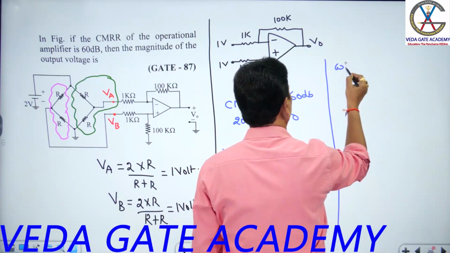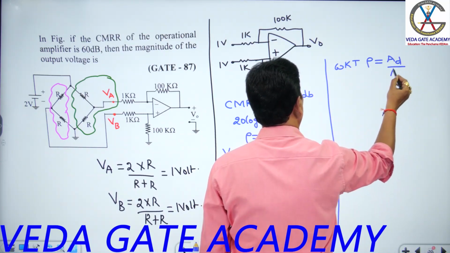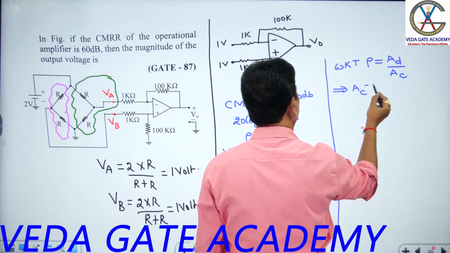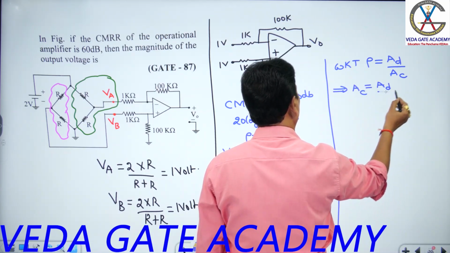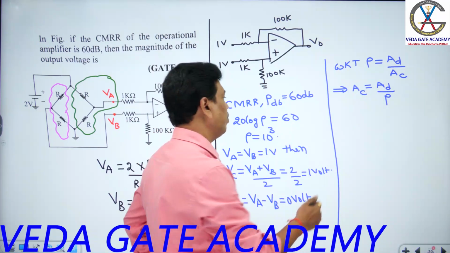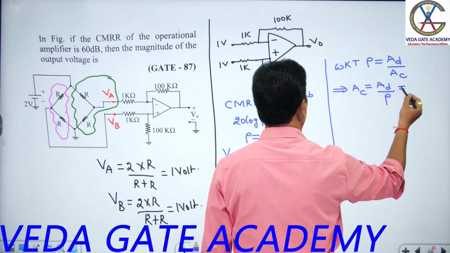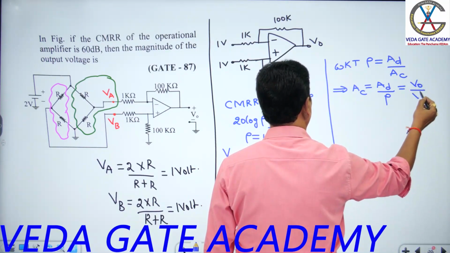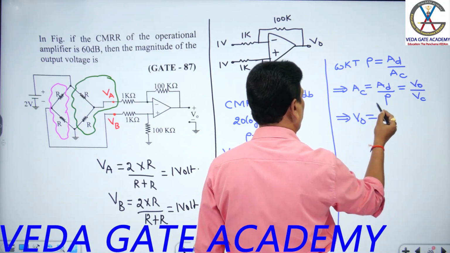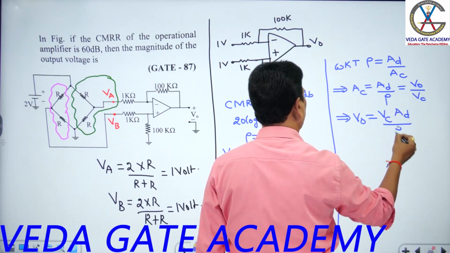So what can I do, sir? Like this, can I write now, sir? We know that rho equal to AD by AC. Confirm now, students. AC equal to AD by rho, students. Okay, again. So what is that AC, you know, sir? That equal to V0 by VC, students. Output by common mode input. Implies output V0 equal to VC into AD by rho.